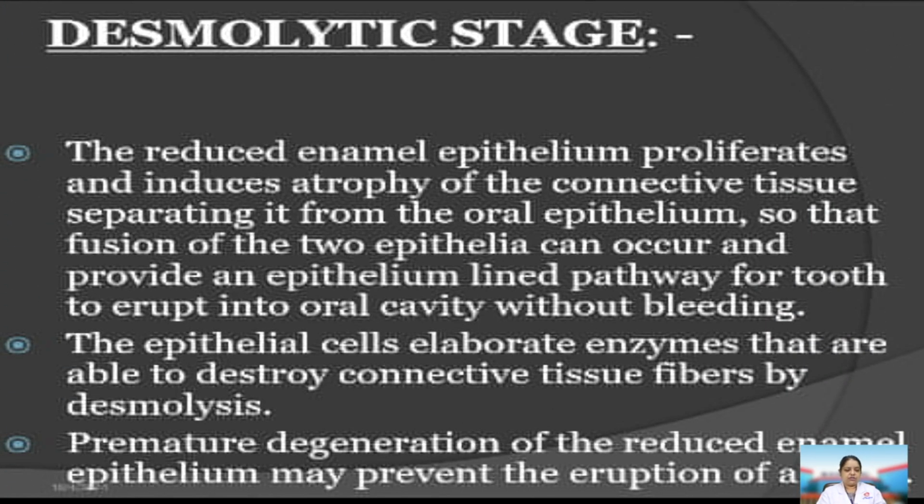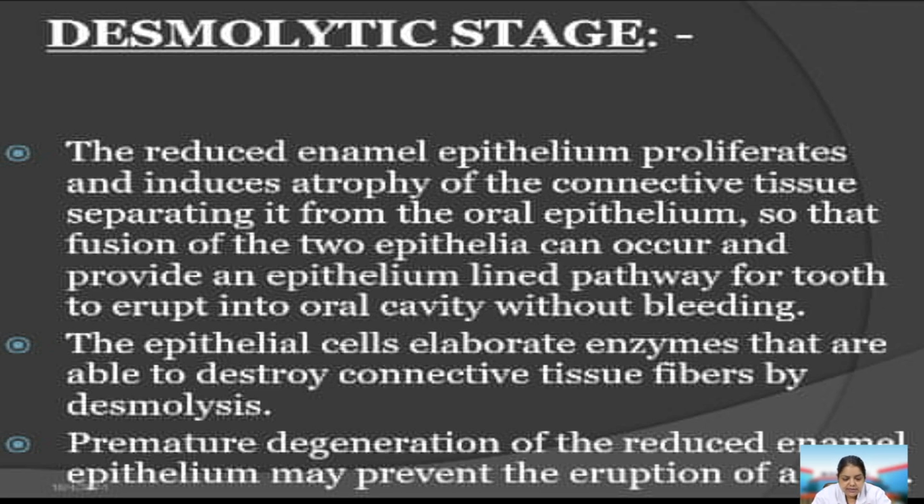The last stage of the life cycle of ameloblast is the desmolytic stage. In this, the reduced enamel epithelium proliferates and induces atrophy of the connective tissue, separating it from the oral epithelium, so that the fusion of the two epithelia can occur and provide an epithelium-lined pathway for the tooth to erupt into the oral cavity without bleeding. That is why generally there is no bleeding during the eruption of the tooth.